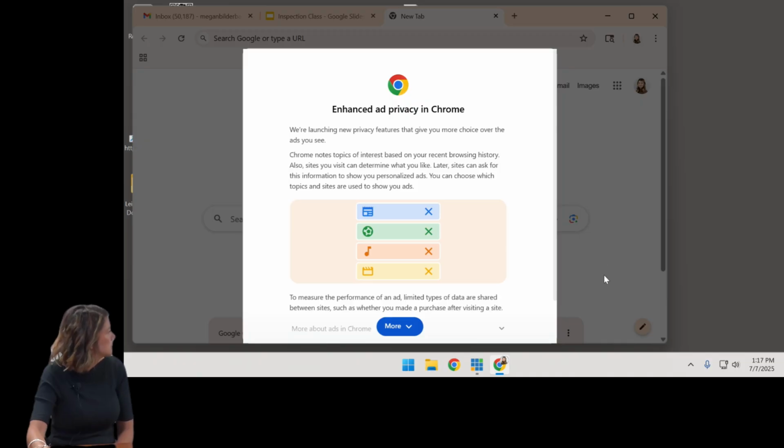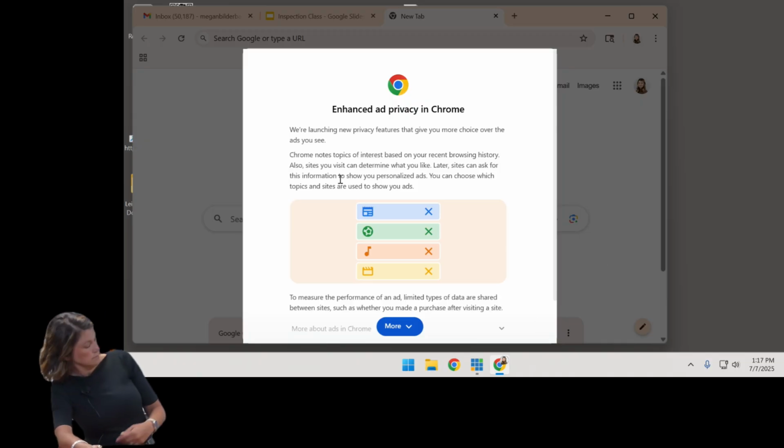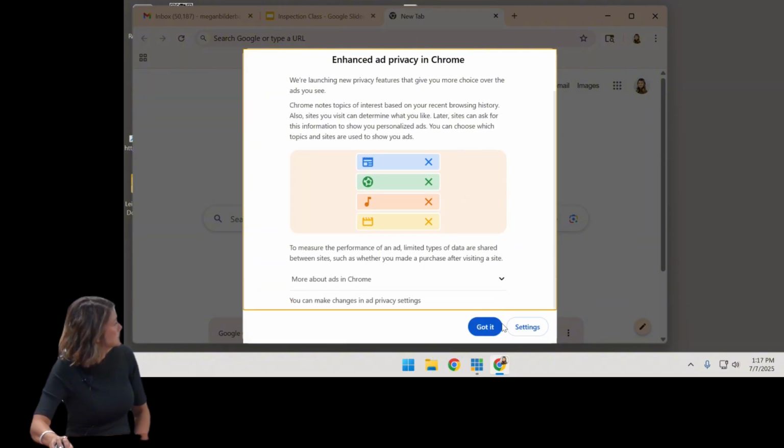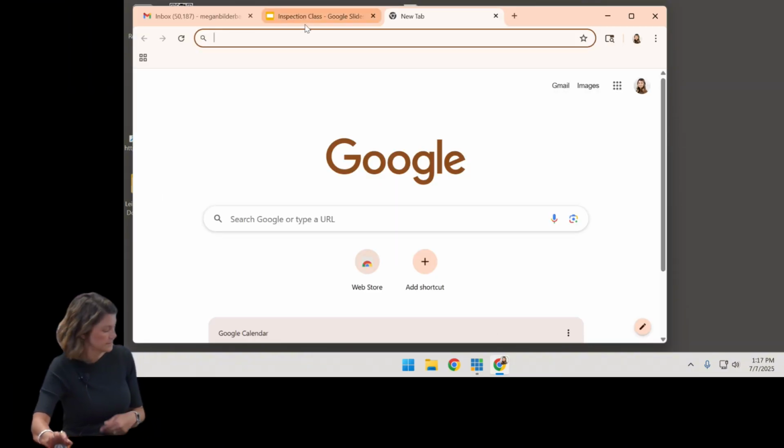Oh, geez. There's a gate maybe on those. Oh, there you go. Oh, got it. Okay.